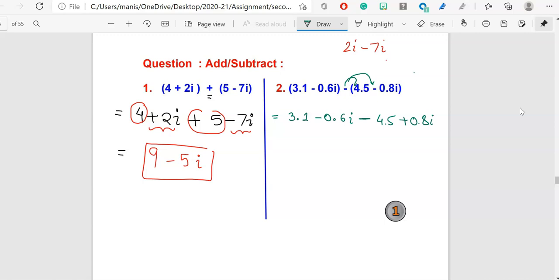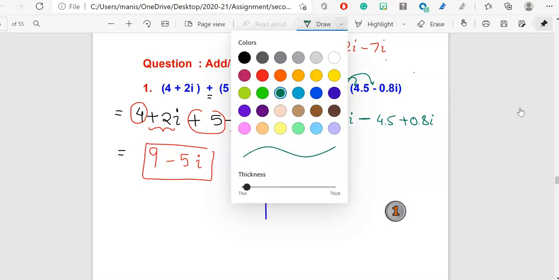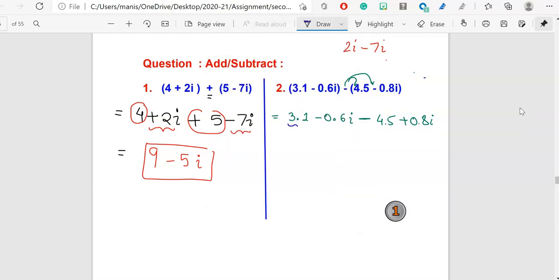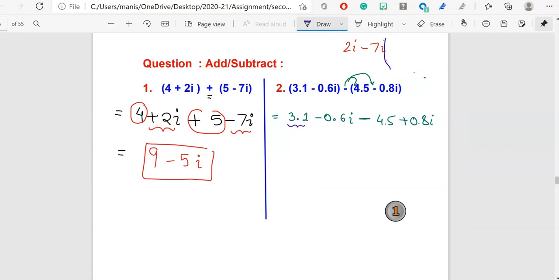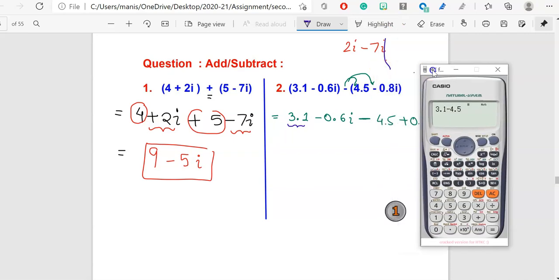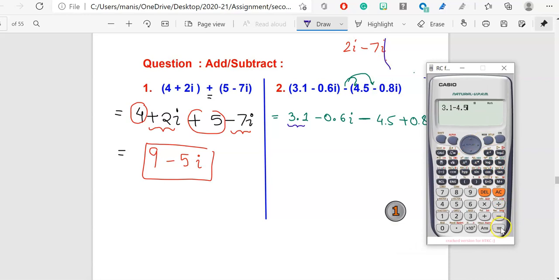Okay, so what I will do over here is after this I will subtract 3.1 minus 4.5. Now if in case you are confused, you are struggling, you just want the correct answer, use your calculator. So 3.1 minus 4.5. Let me bring the calculator over here. Here you go. 3.1 minus 4.5 gave me negative 1.4.